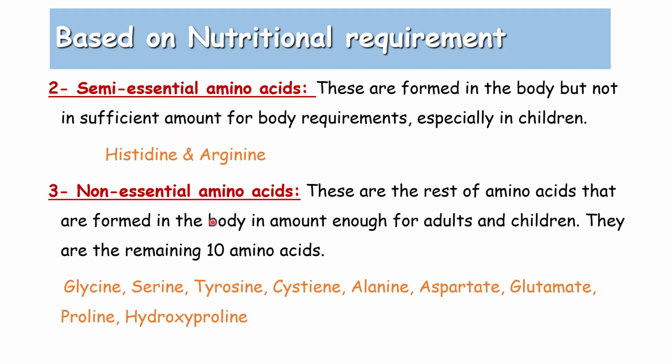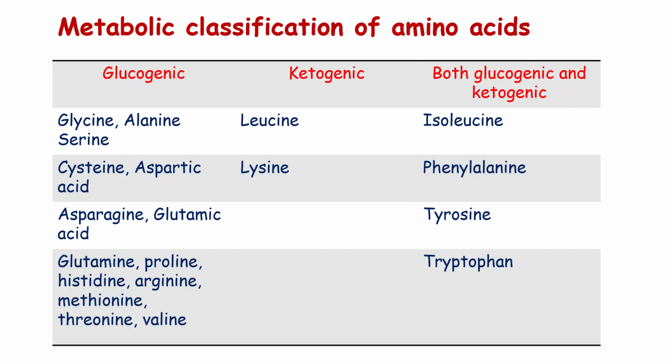Non-essential: the rest of the amino acids are formed in the body in amounts enough for adults and children. So there is no need to take them through the diet; they are synthesized inside the body. Glycine, serine, tyrosine, cysteine, alanine, aspartate, glutamate, proline and hydroxyproline. Other than the essential amino acids, you can call these non-essential amino acids.